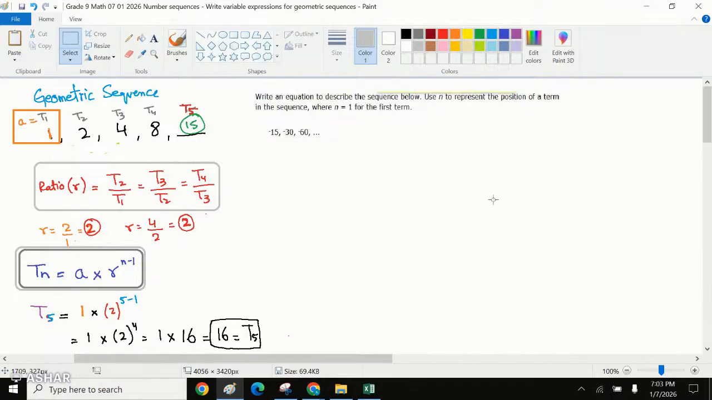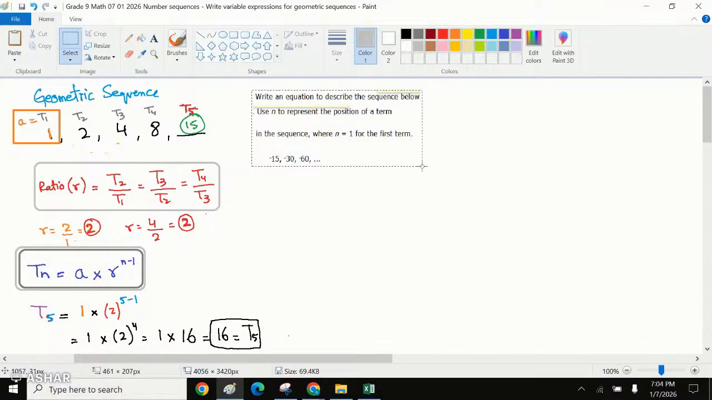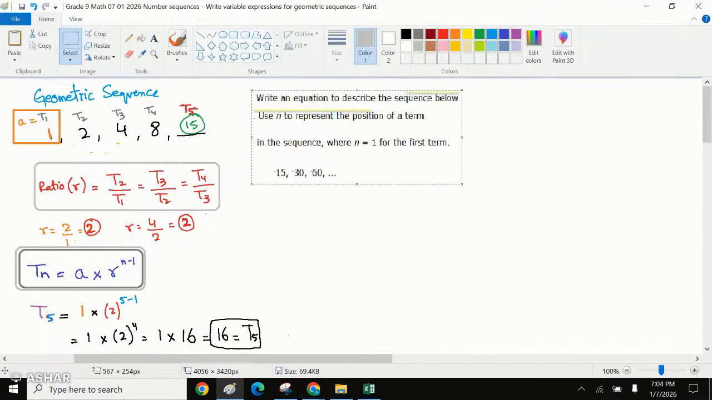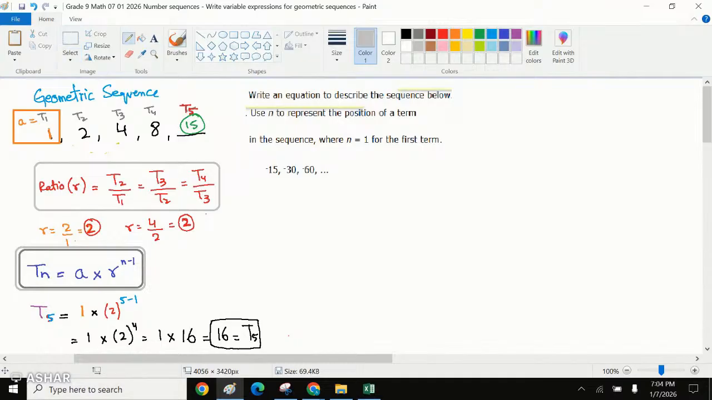I'll just realign this so that we have some space left. Okay, and let's see if this was the term given to us. Okay, let's realign this. So for question number 1, what they are telling us is write an equation to describe the sequence below.